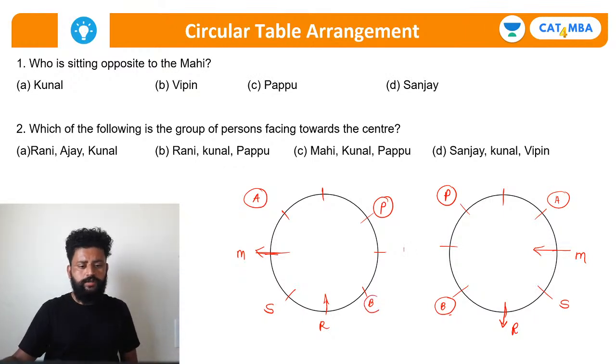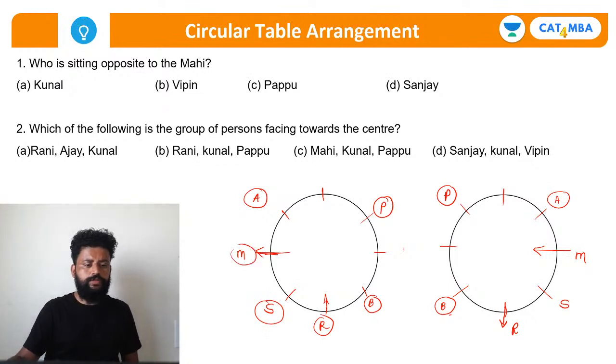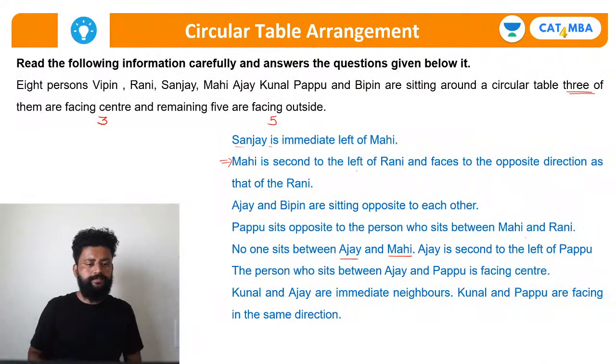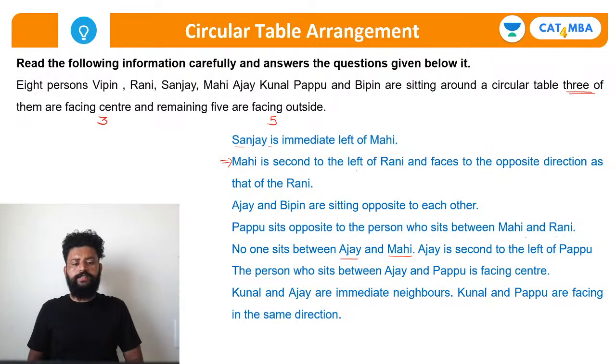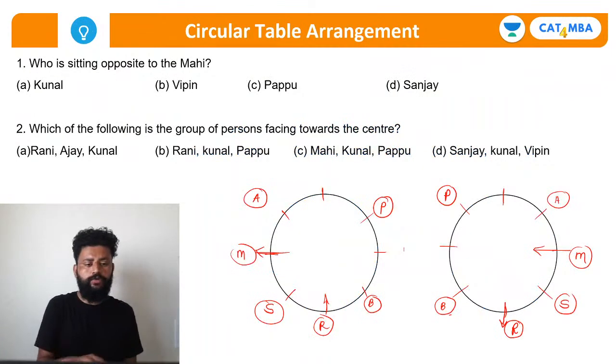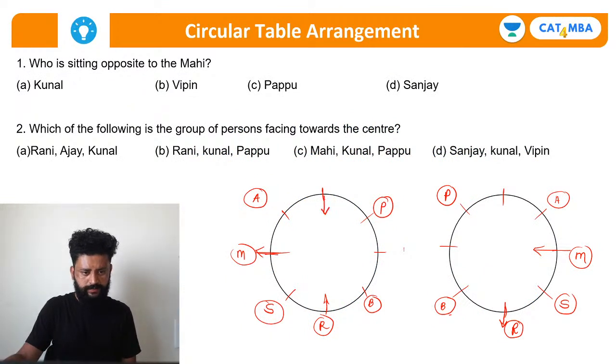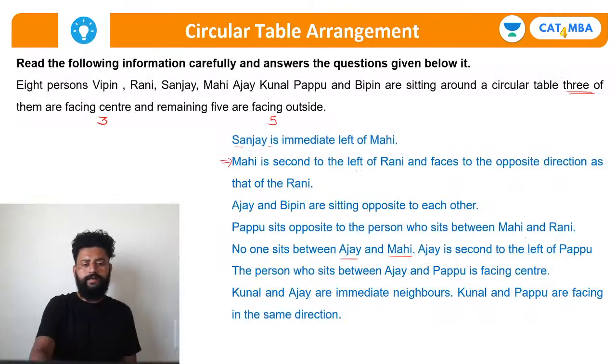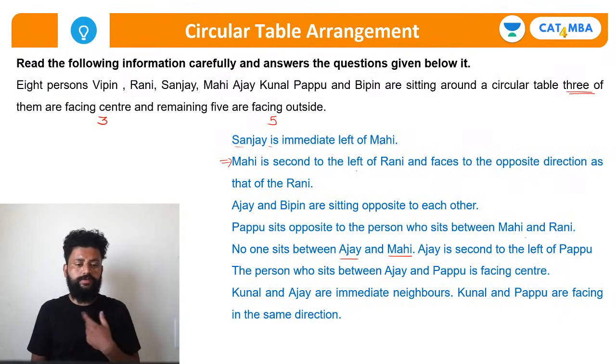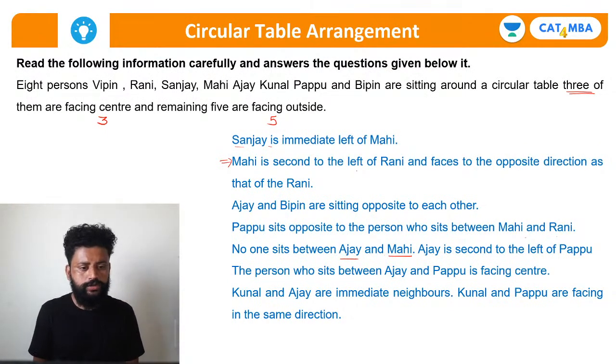We have got a total of 6 persons seated properly, but we have 2 possibilities. We are not sure which one is correct. Let's move to the next thing. The person who sits between Ajay and Pappu is facing center. Now we are close to that. Now we can get a few things neglected. One of the possibilities is neglected. We got a few more clues.